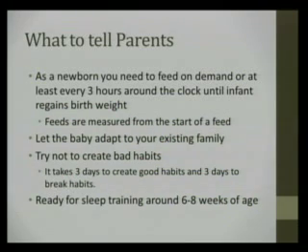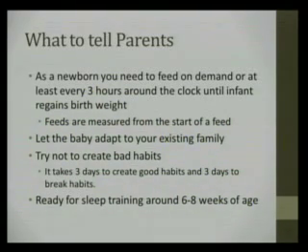We're letting the baby adapt to their existing family, and you want to try not to create bad habits in this time frame. A bad habit would be: you feed the baby and you put him in the swing. Then you feed the baby and put him in the swing again, and again. Well, now the baby thinks that it has to go in the swing for all its naps and playtime, and that's a bad habit to have to break.